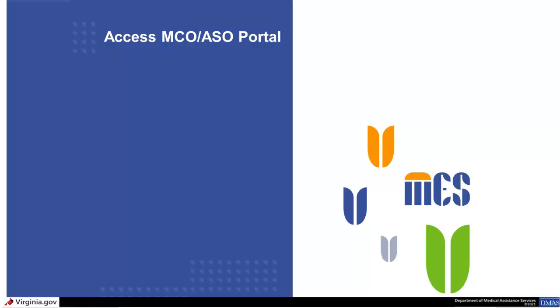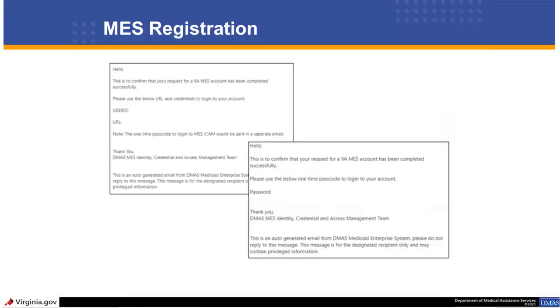Let's start with an overview of the MCOASO portal and how to access it. MES credentials are created for each MCO and provided to them by MES. Credentials are delivered in 2 emails. The first email includes the user ID and a hyperlink to access registration for the MCOASO portal access through the MES landing page. The second email includes your temporary password.